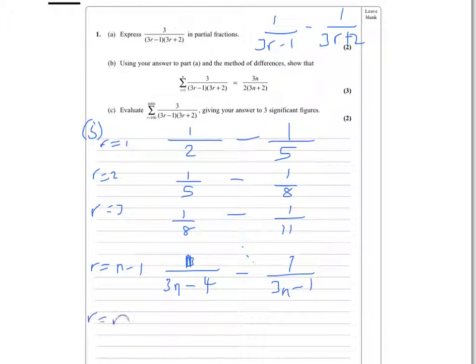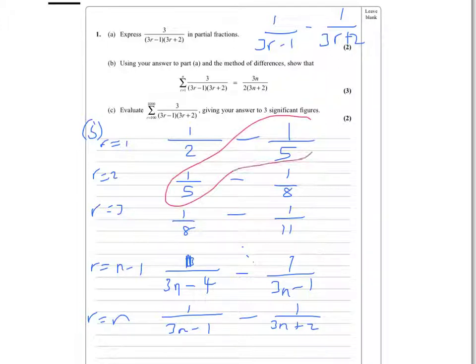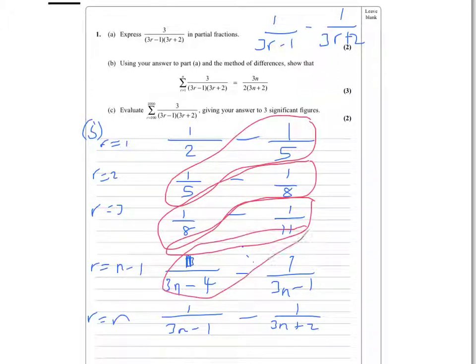Then for r equals n, we get 1 over 3n minus 1 minus 1 over 3n plus 2, and now we're going to do the cancelling, so I'll do that in red. But this is 0. When we add it all up, this is 0. The next one here would be 0. That would be 0. This would be 0, and we're left with a half minus 1 over 3n plus 2.